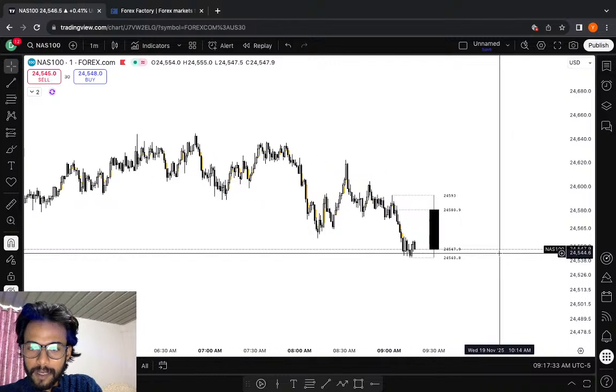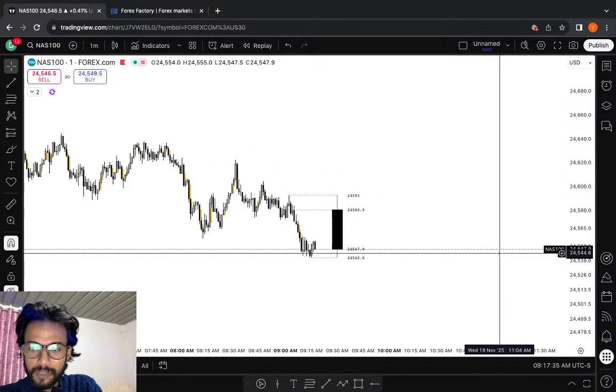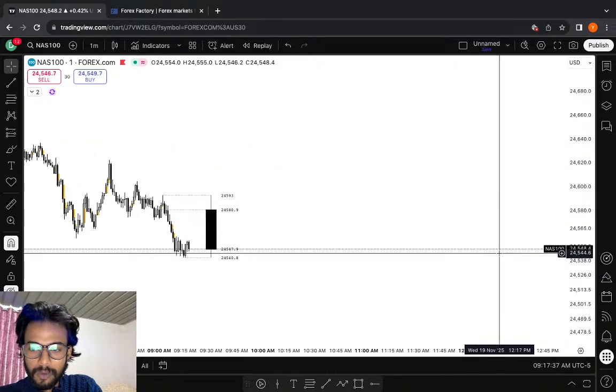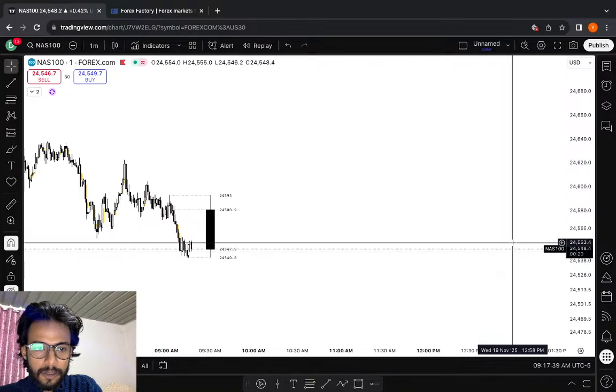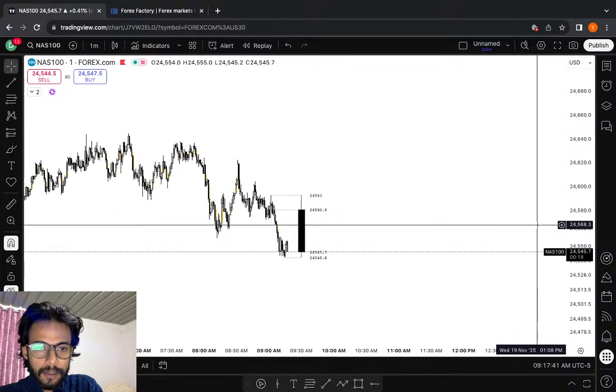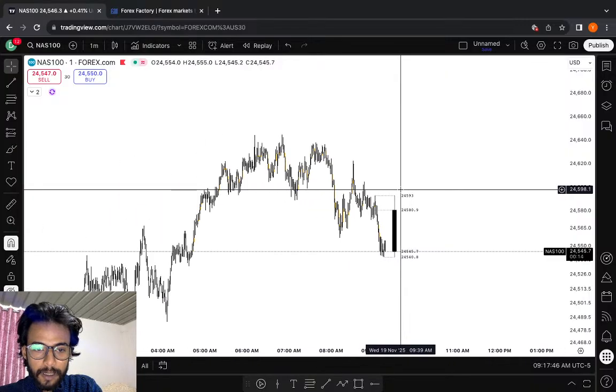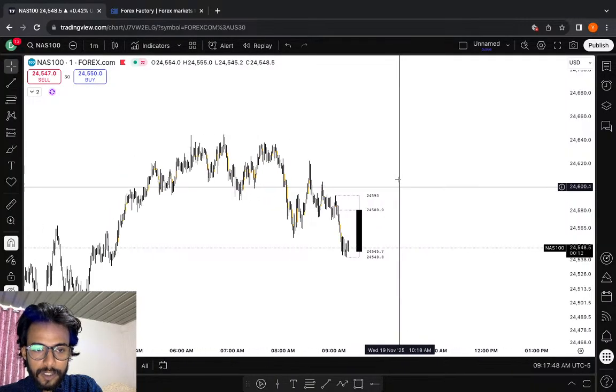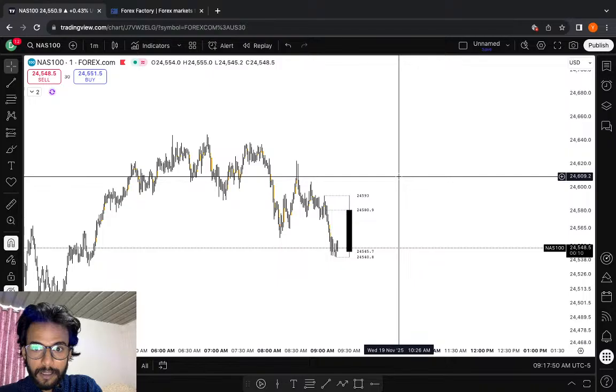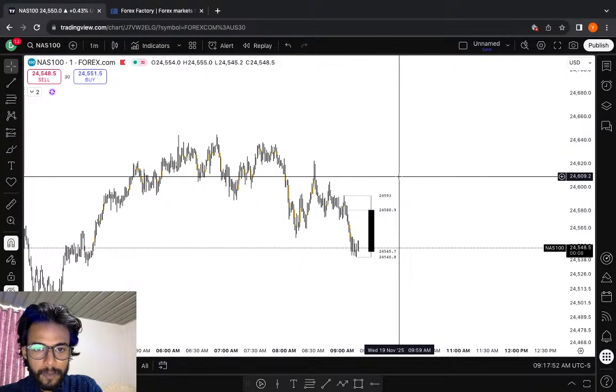So today we have a high impact news at 2, which is FOMC minutes. And the morning session today can be a bit choppy after the initial move, can get a little choppy also.